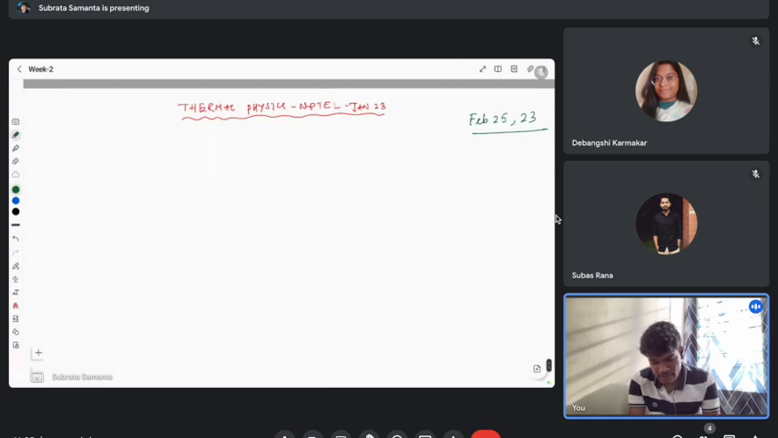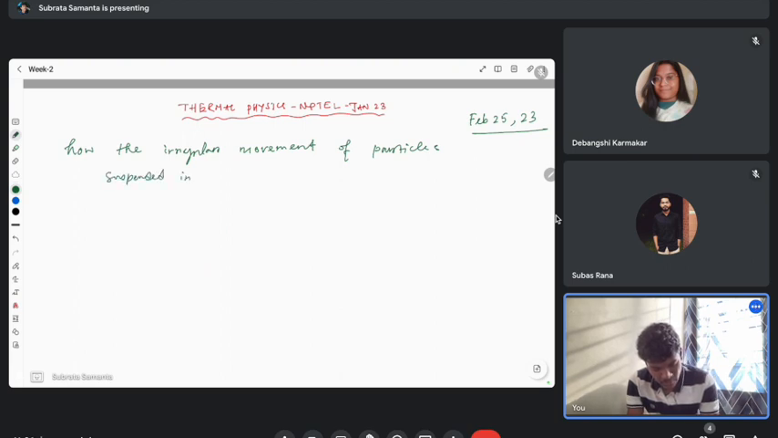We discussed in the last class how the irregular movement of particles suspended in a liquid is related to the diffusion equation, right?